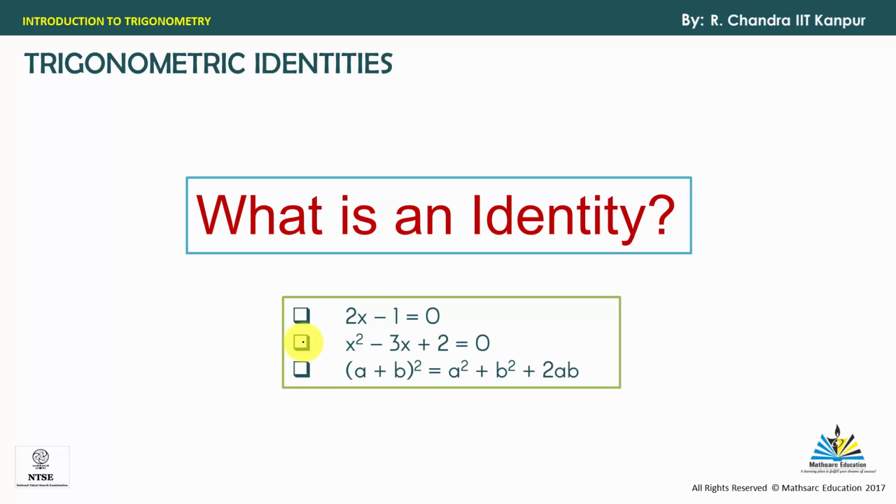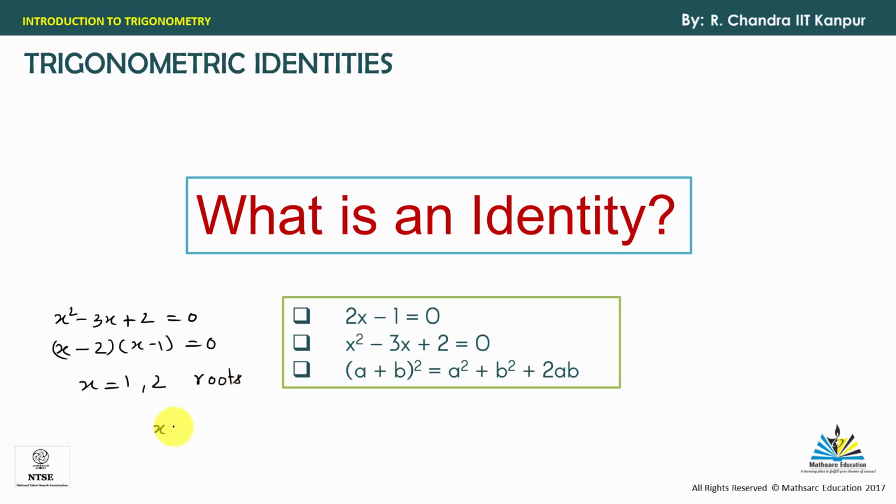Now let's move on to another equation, equation number 2, that is x square minus 3x plus 2 equal to 0. So we can factorize it as x minus 2 into x minus 1 equal to 0. So x equal to 1 and 2 are the roots of this equation. So 1 and 2 are the only values of x which will satisfy this equation, and apart from 1 and 2 others will not satisfy.